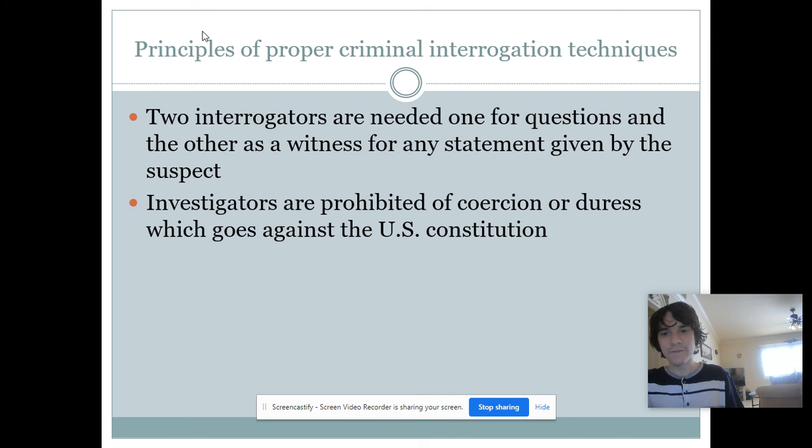And during common law, doing these things were possible. They were pretty much like anything goes just to get the information out. But nowadays in the US Constitution, you're not able to do anything like that.